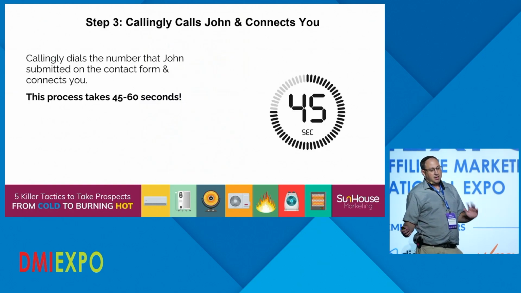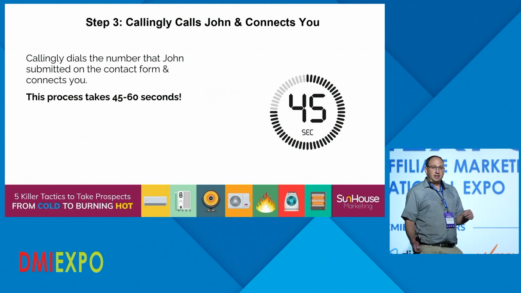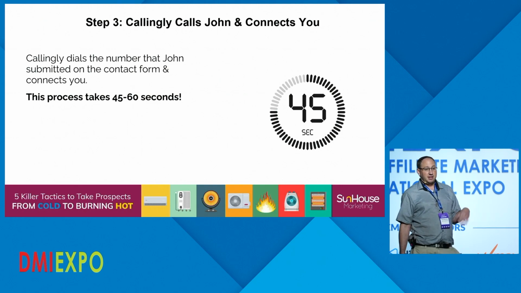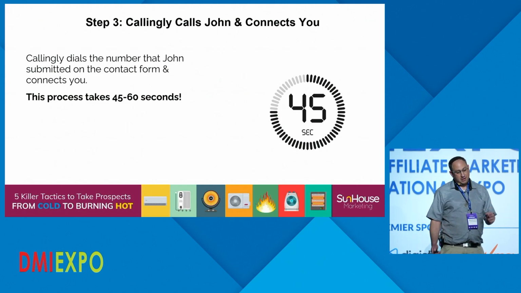Then your sales team is going to have to take the step of pressing 1 to talk to John, and then what happens? Callingly, or other tools like it, are going to dial the number that John submitted on the contact form, and then connect you two together. So the whole process takes just 45 to 60 seconds. I've tried this out myself, 45 to 60 seconds, and that's it.